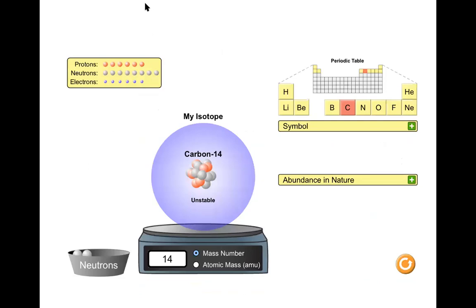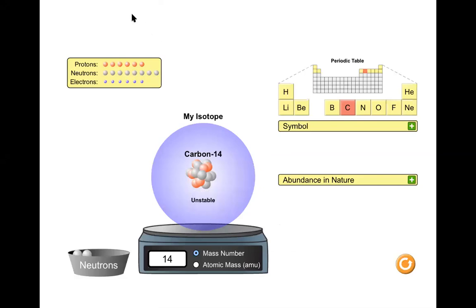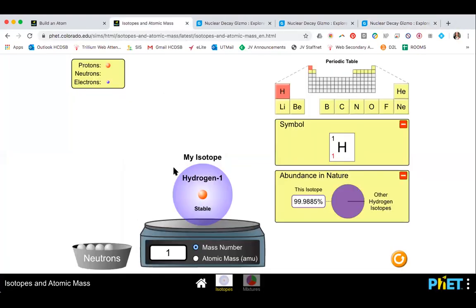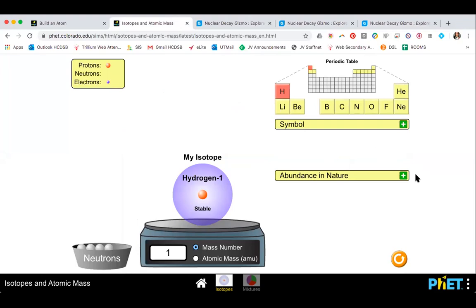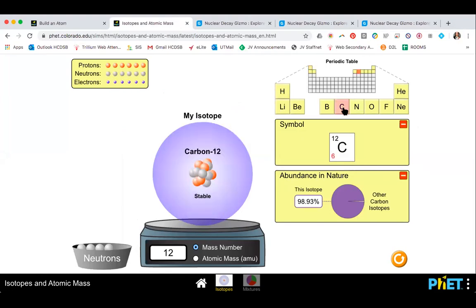Okay, so let's take a look at the GIZMO, which will help us practice this. The GIZMO starts like this. We're going to turn on abundance in nature, and we're going to turn on the symbol. Let's focus on carbon. So we started with carbon 12.